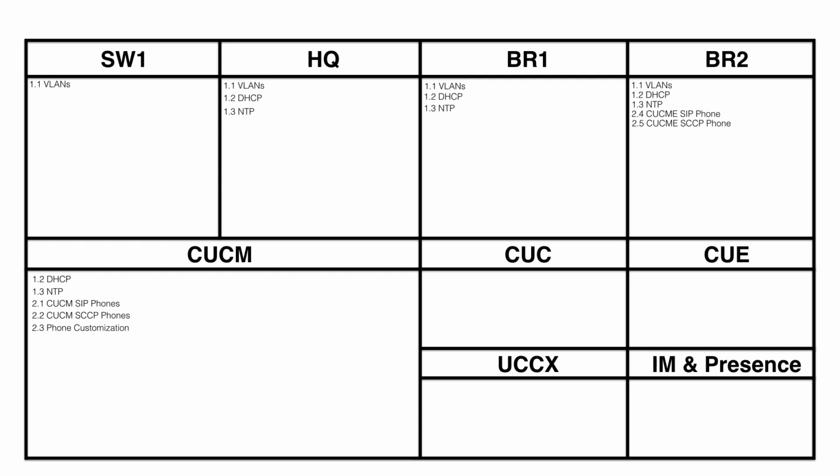We need to configure each of those IP phones to register with the BR2 router, and like we did on our Communications Manager server, we're going to have a bit of phone customization to do on our Communications Manager Express router. Now we're moving on to task 3.1, and we see that we've got a gateway that needs to be configured on the router HQ. HQ is going to be acting as an H.323 gateway.